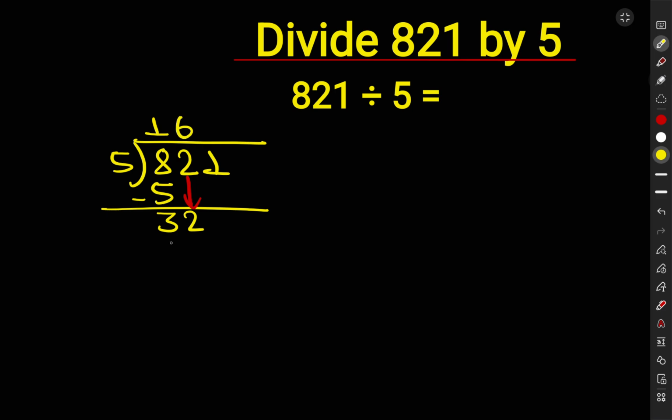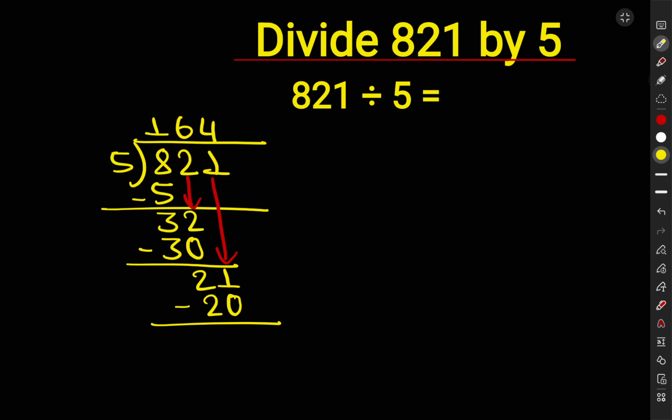5 times 6 is 30. On subtracting we get 2. So again we put down this 1 and it is 21. 5 times 4 is 20. On subtracting we get 1.